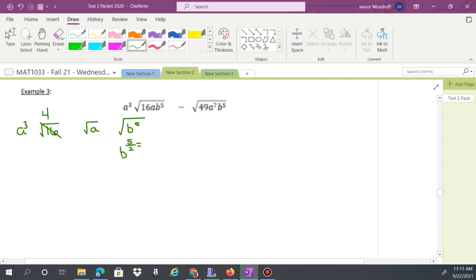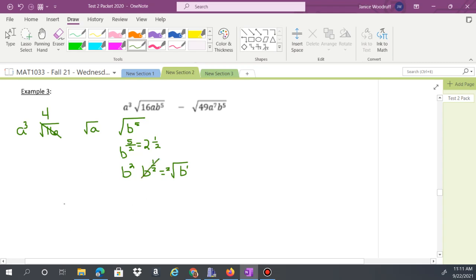As a mixed number, what is 5 over 2? 2 and 1/2. Okay, so then that will turn into a b squared, b to the 1/2. Okay, so the b squared will stay outside the radical. B to the 1/2 will go back into the radical. So this will become square root of b. Okay, because the inside of the radical, or the top of the fraction goes inside the radical, bottom outside.